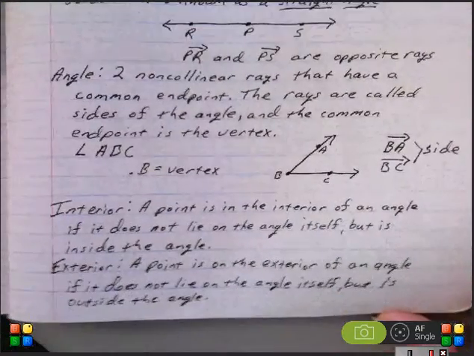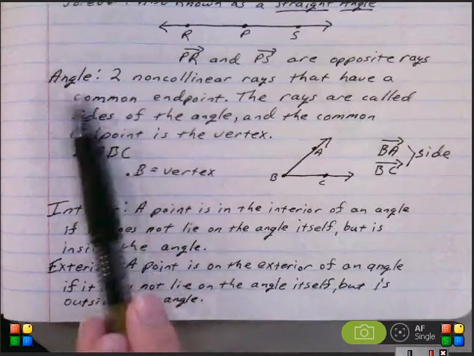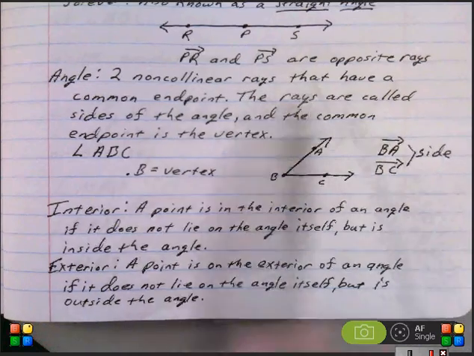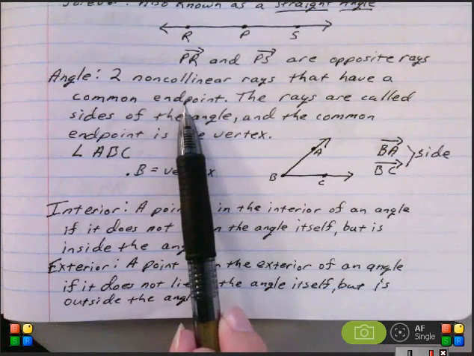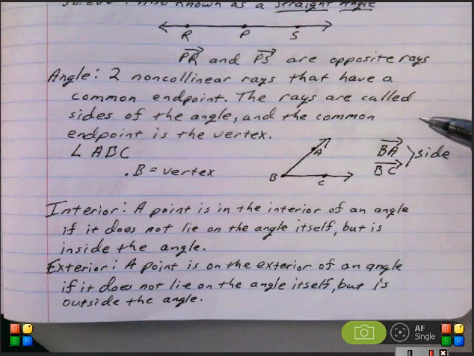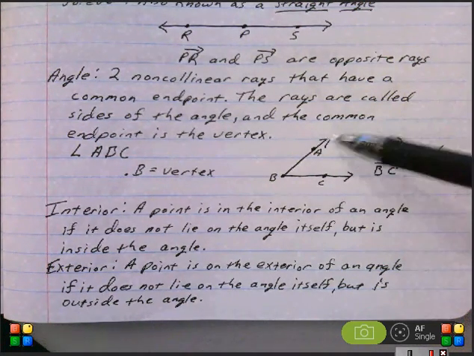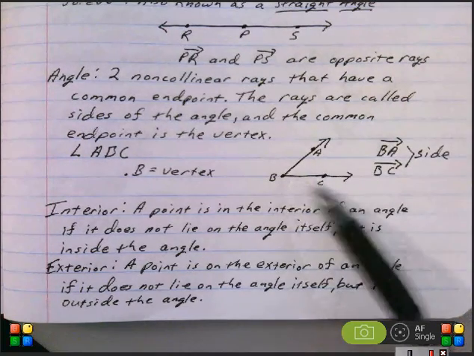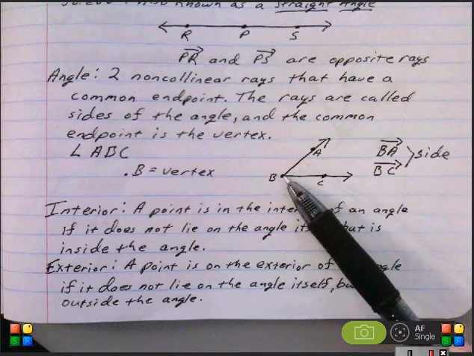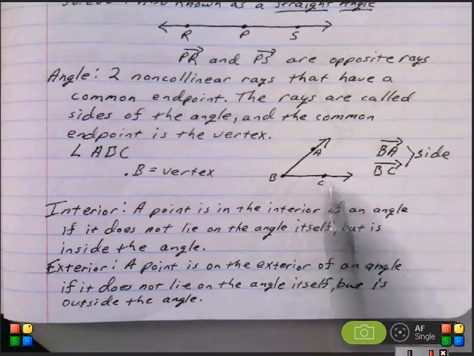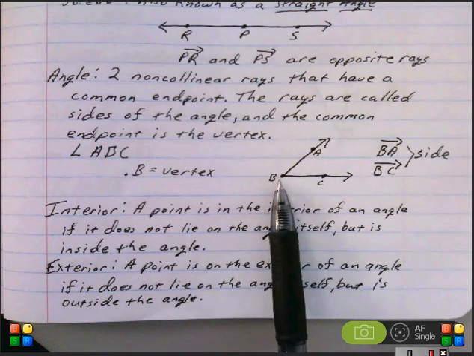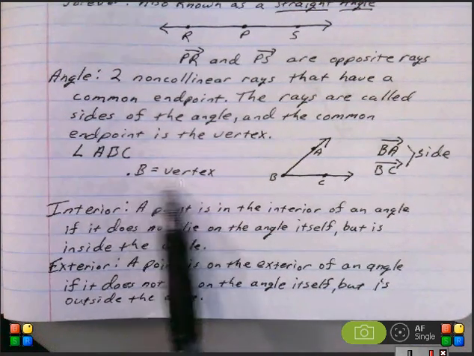Next we have angle. Angle is two non-collinear rays that have a common endpoint. The rays are called sides of the angle, and the common endpoint is the vertex. So I have a picture down here for us. We have BA, this is one ray, that's a side, and we have BC, that's another ray, that's our other side. And then where they meet, their common endpoint, that is our vertex.